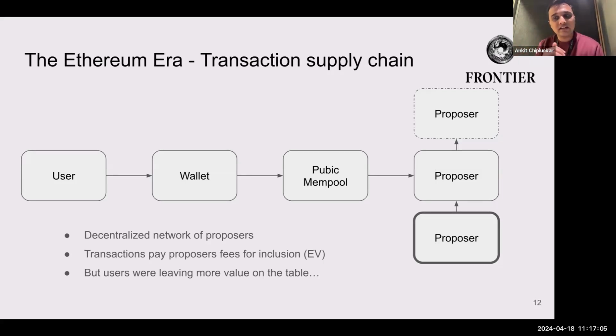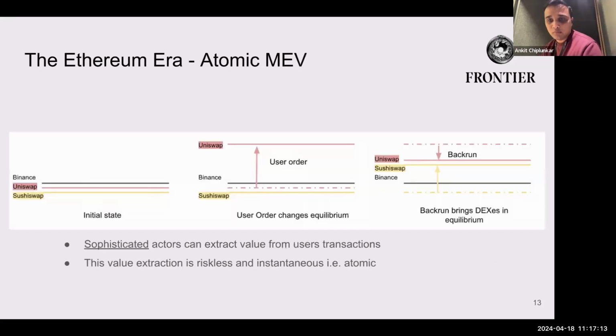But people soon realized that users are leaving more value on the table than they intended to leave. And so this was what was called atomic MEV. So let's look at this example. Suppose there are three exchanges: Binance, Uniswap, and SushiSwap. All have the same price or around the same price in the initial state. A user comes in and basically sends a transaction in the public mempool. People can publicly see that it would move the price on Uniswap compared to the other two.